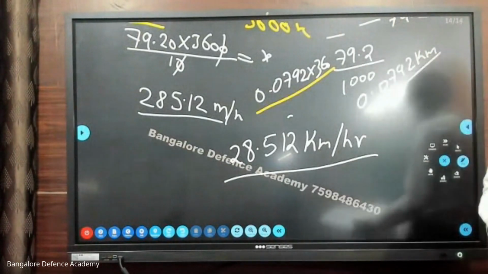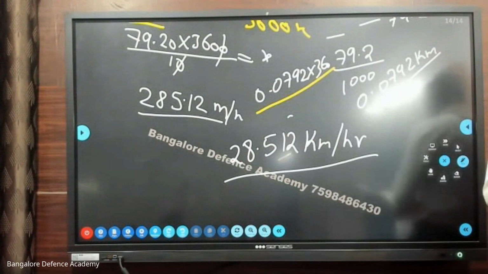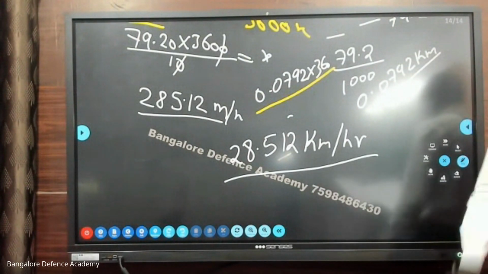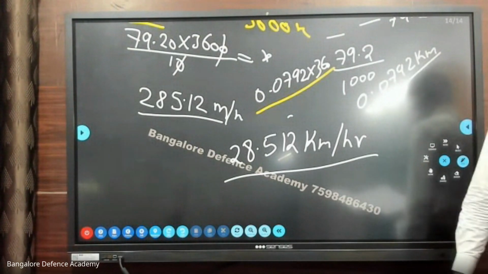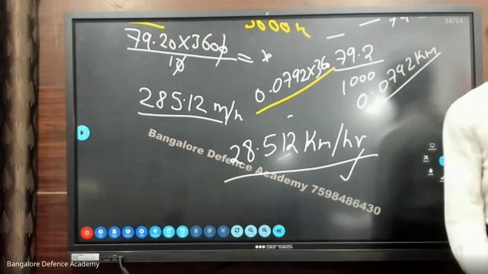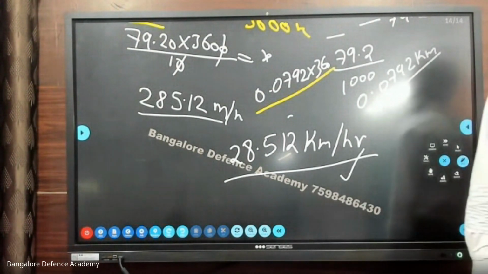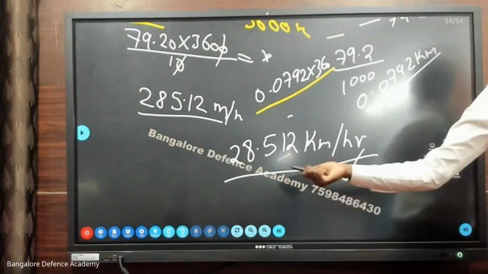You all understand? Let me check whether this is right. 28.512 kilometer per hour is the right answer. Okay, start doing by yourself. At least write down the steps. Now is it making sense? This is the level of your questions in your exam.